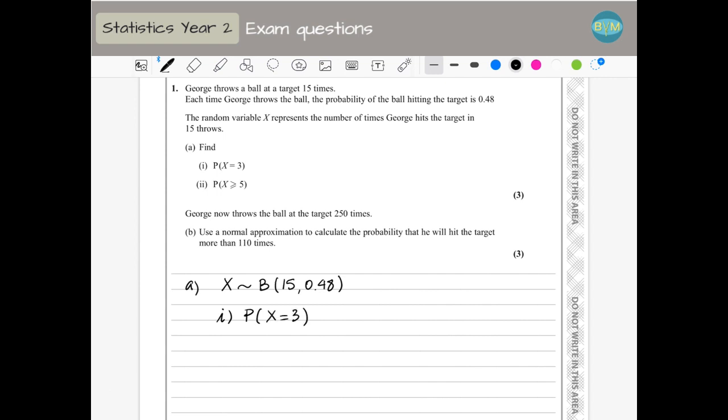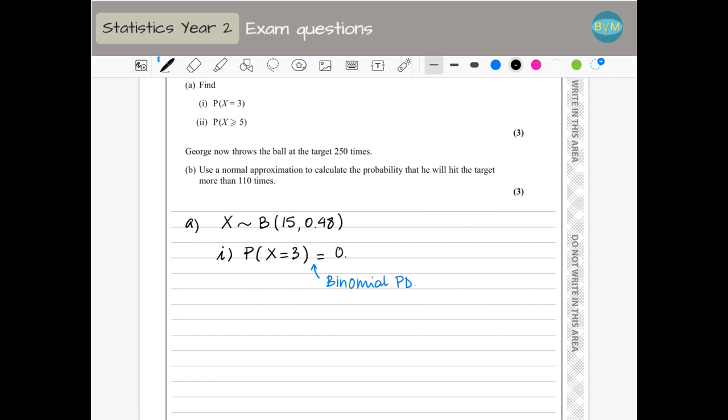So we just have to go to the calculator with binomial PD. For this one it is binomial PD because it's a probability distribution, a particular value, so equal to a number. N is 15, X is 3, and p is 0.48, and then you get your value. Just in case you want to check, this is the value, and we can round, let's say, to 4 decimal places, which is a good rounding for probability questions. 1, 2, 3, 4, 7. Yeah, 4 decimal places.